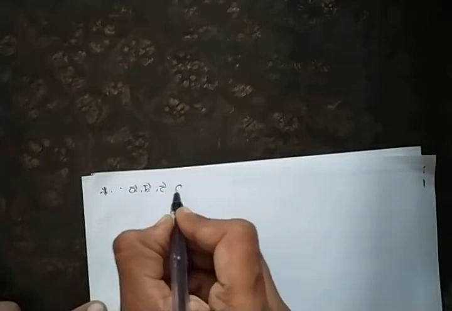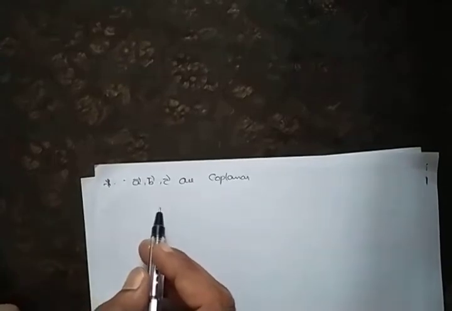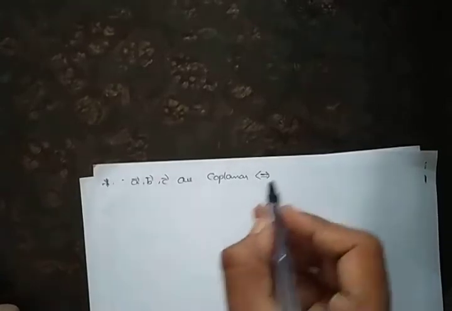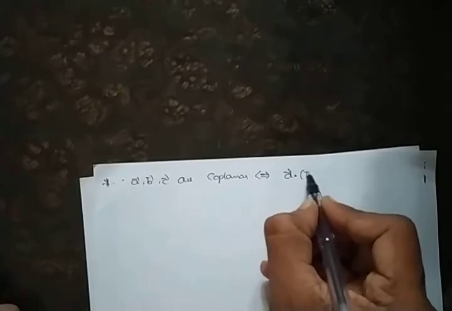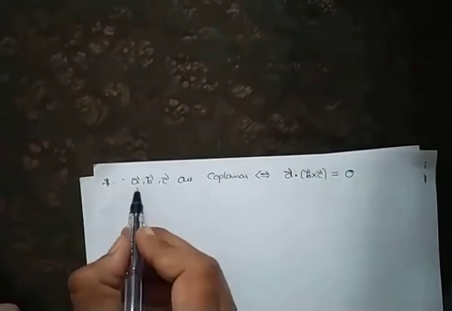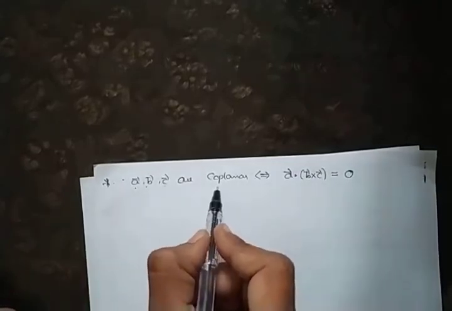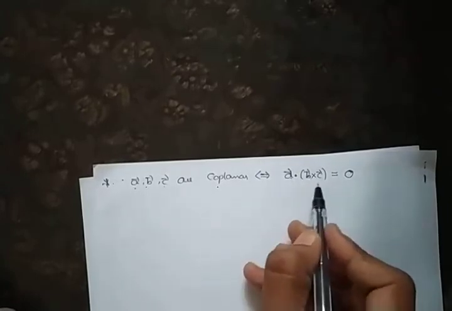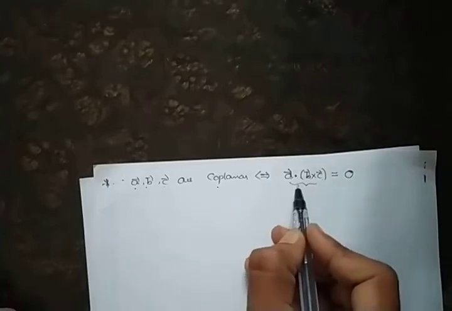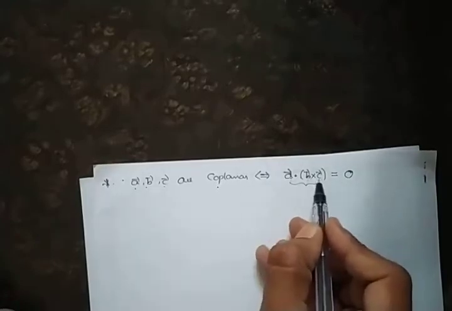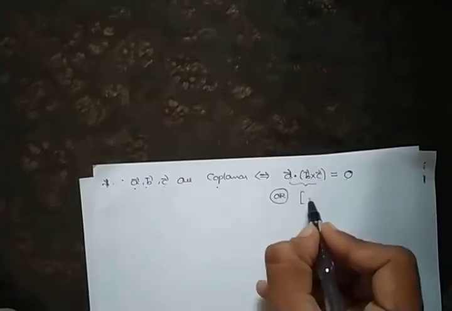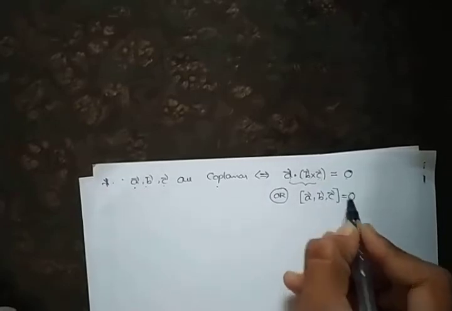Three vectors a, b and c are said to be coplanar if and only if the scalar triple product, that is a dot b cross c, is zero. Three vectors a, b and c are coplanar if and only if a dot b cross c is 0, that means the scalar triple product of a, b and c is 0, or [a b c] equals 0, right?